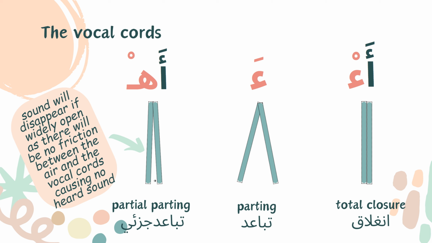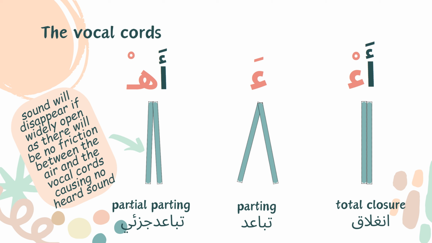And what about here? The Ha. There is partial parting in the vocal cords. Now, this is a very important note. Sound will disappear if the vocal cords are widely open, because there will be no friction between the air and the vocal cords, which will cause no heard sound. No sound will be heard.